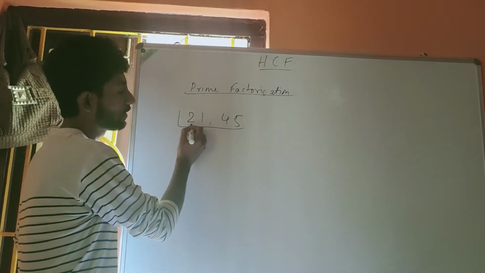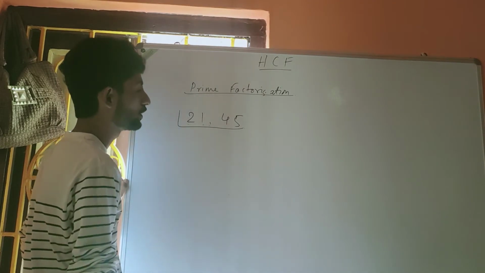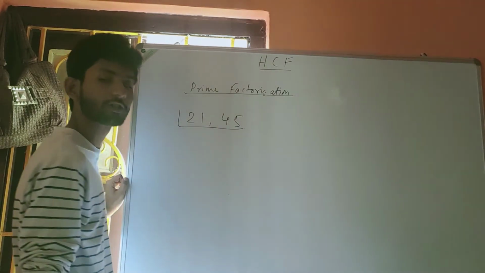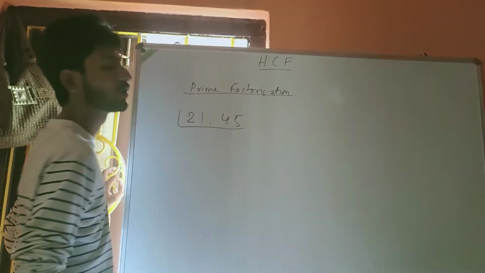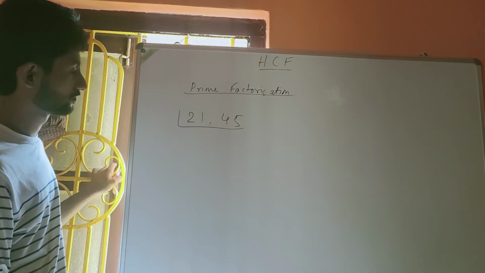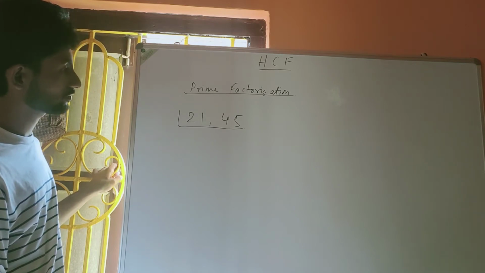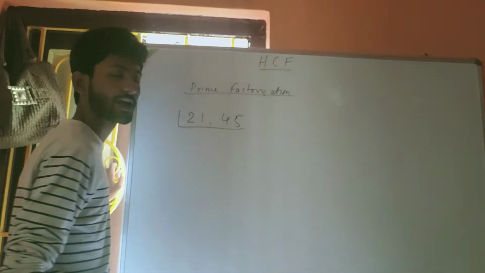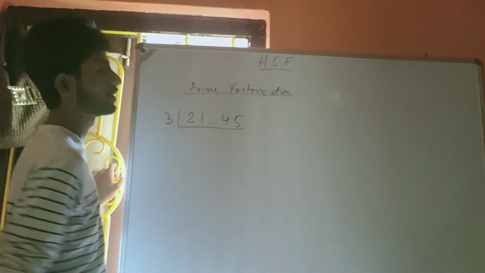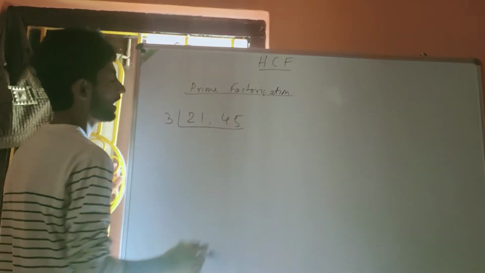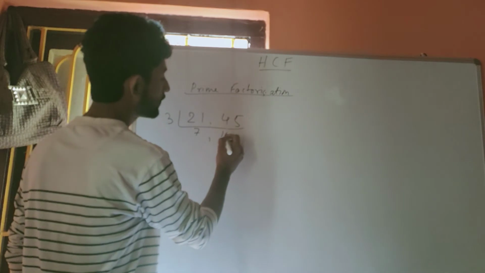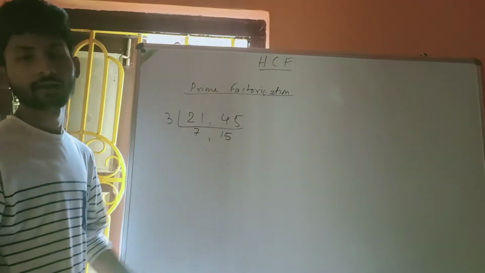So 21 will not go with 2. 21 will go with 3. And you have to check whether 45 will go with 3 or not. Four plus 5 is 9. 9 is divisible by 3. So 45 will go with 3. So you have to take 3. Now 21 divided by 3 will be 7. 45 divided by 3 will be 15. Now, can any of the numbers go with 3?